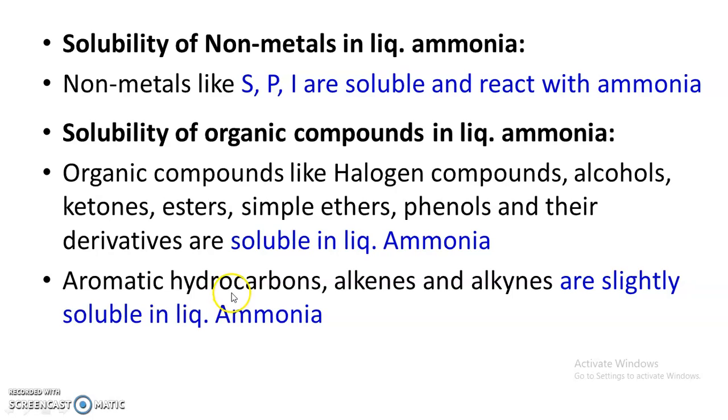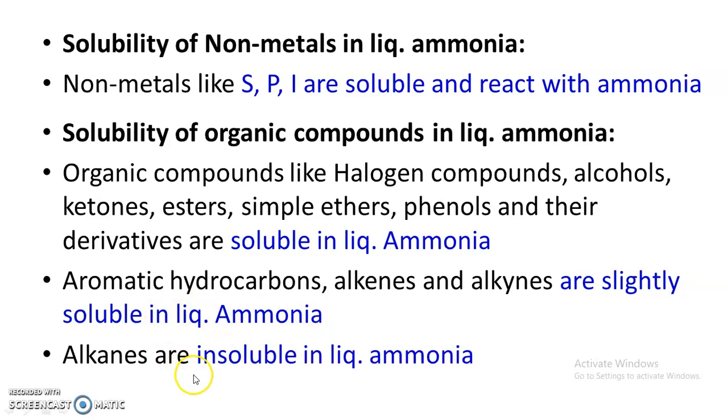Aromatic hydrocarbons like benzene, toluene, etc., and then alkynes, are slightly soluble in liquid ammonia. These are not freely soluble, whereas alkenes are almost insoluble in liquid ammonia. So this is about the solubility of organic compounds.